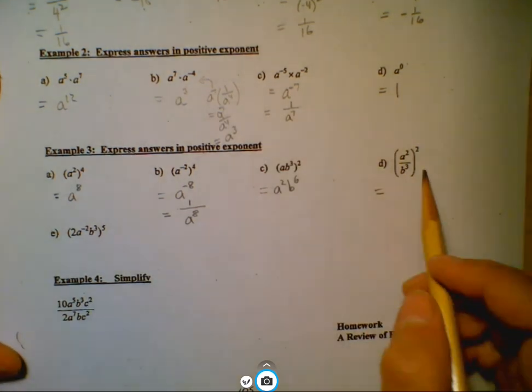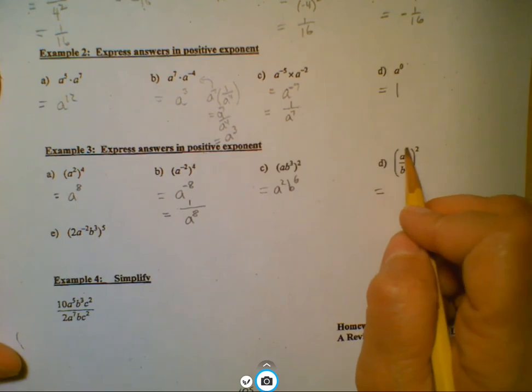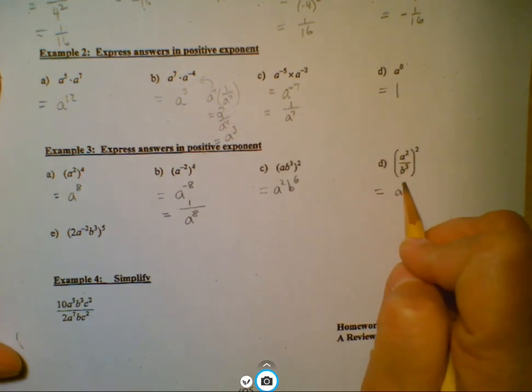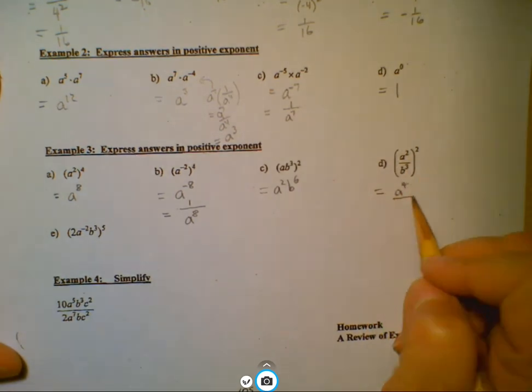This one here, we have a fraction, so the numerator will be squared, that's a to the 4th. And the denominator will be squared, and that's b to the 6th.